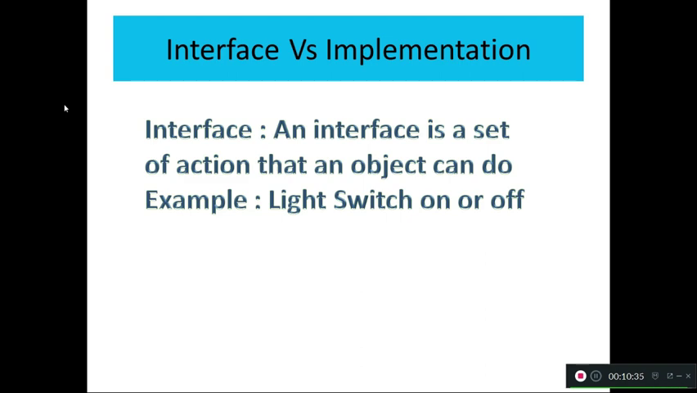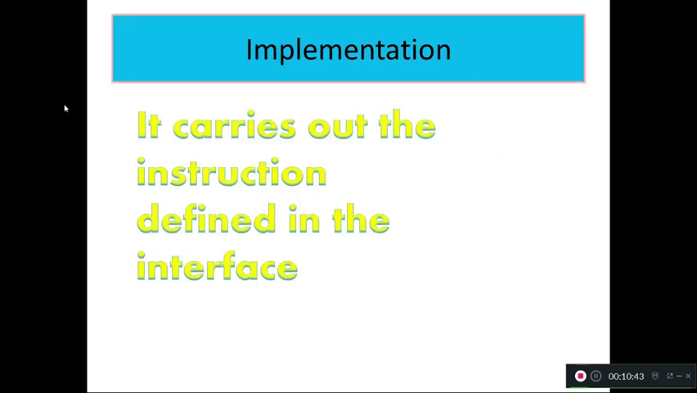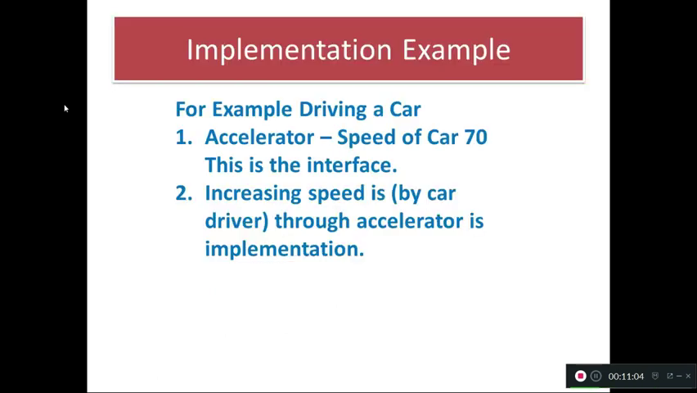Here light is an object. Switch on is the action. It's an interface: on or off. Okay. The next one, implementation. Implementation means it carries out the instructions defined in the interface. In the previous example, the light: the interface is the instruction. I give the instruction switch on or switch off. It can be implementation. You do some work. We simply say yes, here implementation.